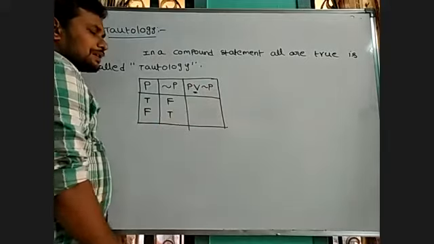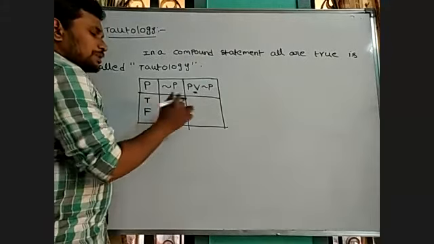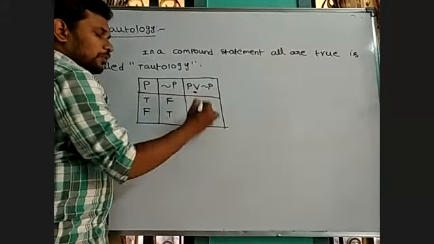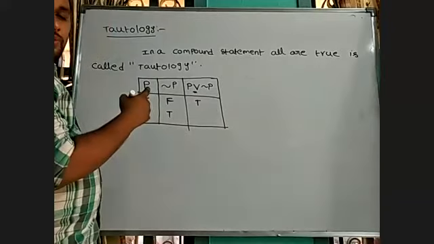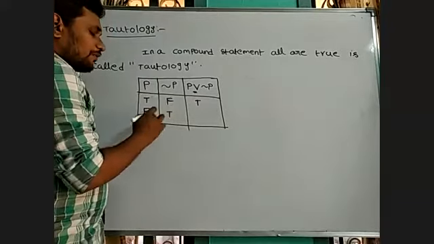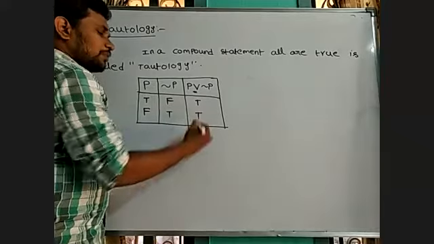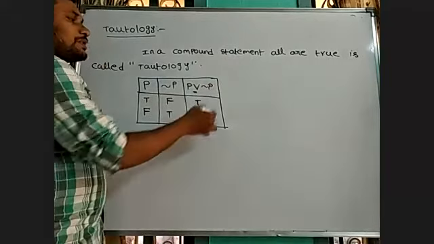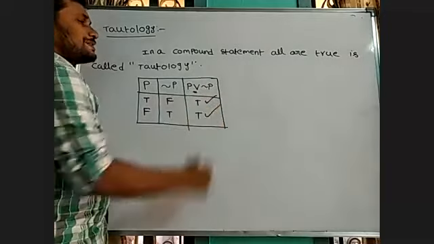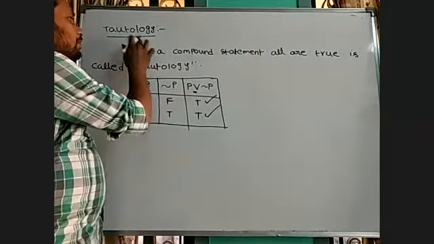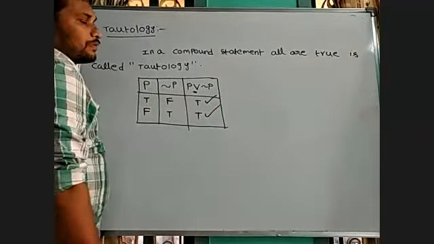In disjunction, true false gives true. False true gives true. So in this compound statement all are true, which means this is a tautology.